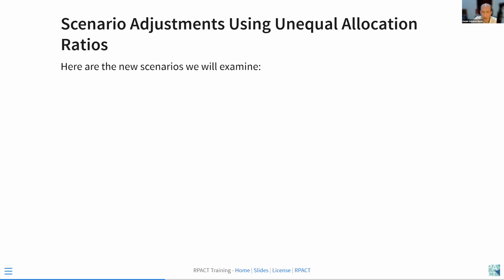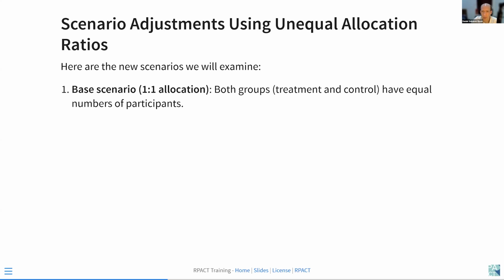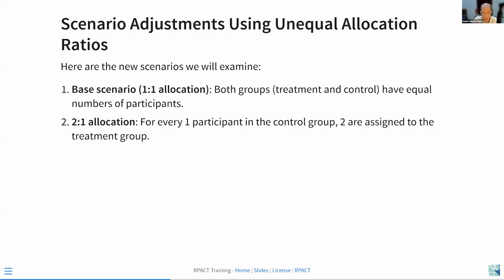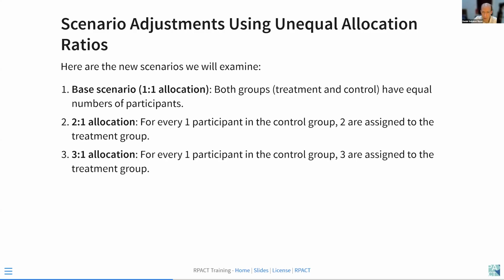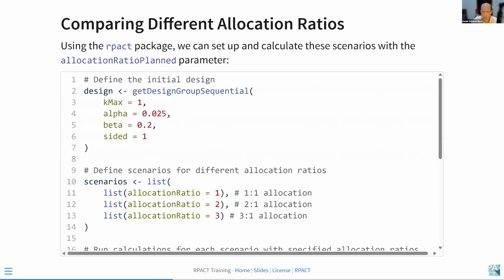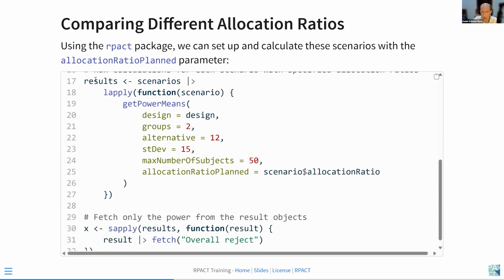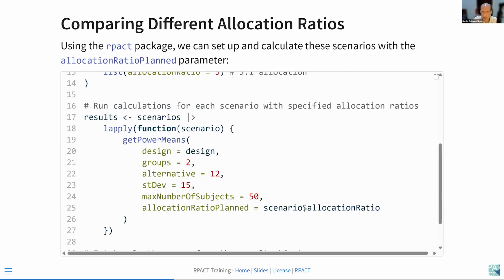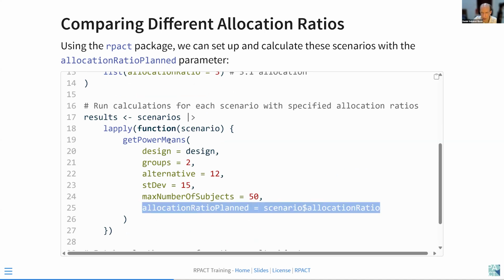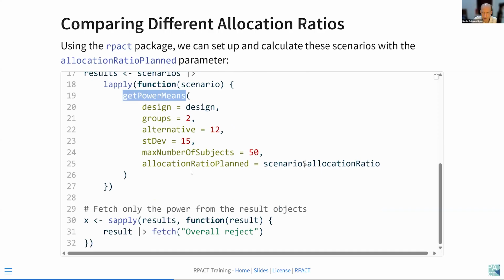Okay, again, we come back to our scenarios. Let's first define them. Let's say we have a base scenario with 1-to-1 randomization. We have a 2-to-1 allocation and a 3-to-1 allocation. Okay, and the design still looks the same as before. And now we change here our scenarios list where we vary the allocation ratio. And then we can apply our little bit of boilerplate code here to basically always vary this allocation ratio planned in our get power means function. And you see I'm fixing here the maximum number of subjects at 50.